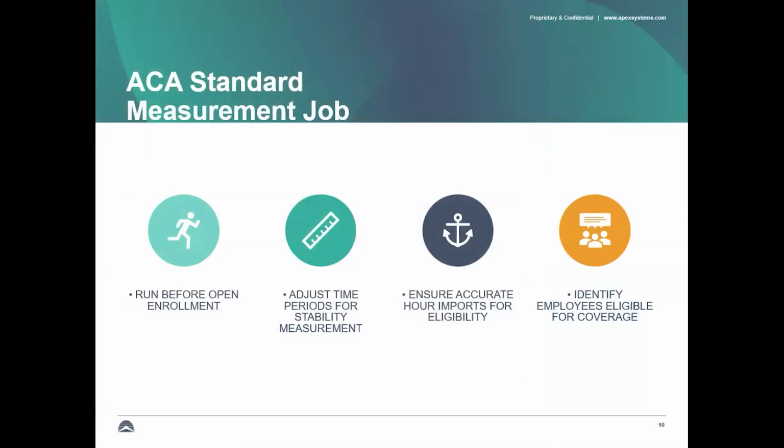Prior to creating your enrollment and assigning your enrollment to employees, run the ACA standard measurement job if you're using ACA in N4. Adjust time periods for stability measurement, so make sure that you're looking at the correct time period. Ensure accurate hour imports for eligibility. So if you're importing data from another system for your hours, make sure that the information is correct so that it'll give you the correct information. And identify employees eligible for coverage.